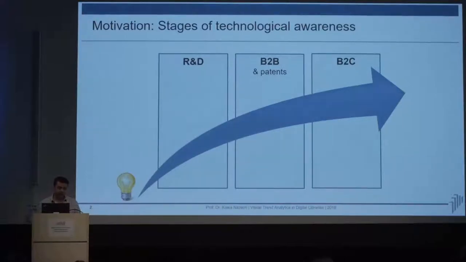And you have the patents, but they have a longer technological term, and you have the B2C communication, which is commonly used in social networks and so on. The product and the technology is already on the market, so you don't get the early stages out of it. So the best data resources are really the digital libraries, the scientific publications.